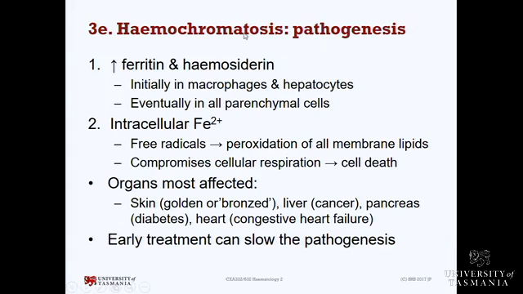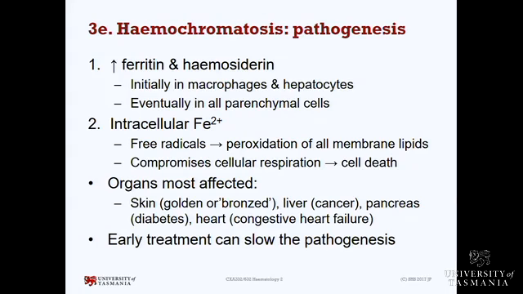And so you can see that the reason we've got the skin in this list is because we can see changes in the skin. So remember, we can't see all clinical signs. If they're internal, then we can't see them. That's where the symptoms come into play. You can also see that the liver, of course, is most affected because that's where a lot of our iron is stored anyway. The pancreas and the heart are also very commonly affected.